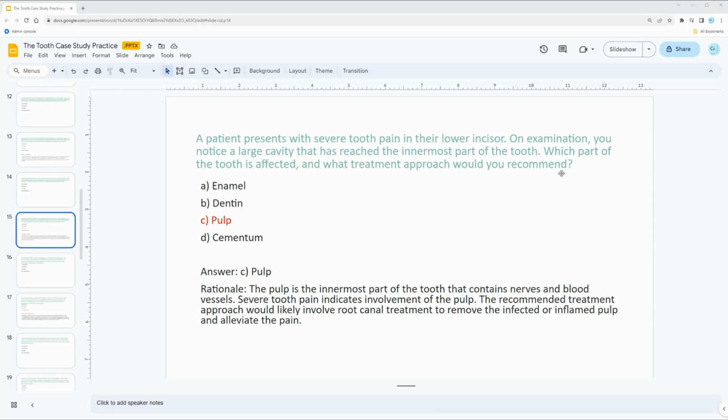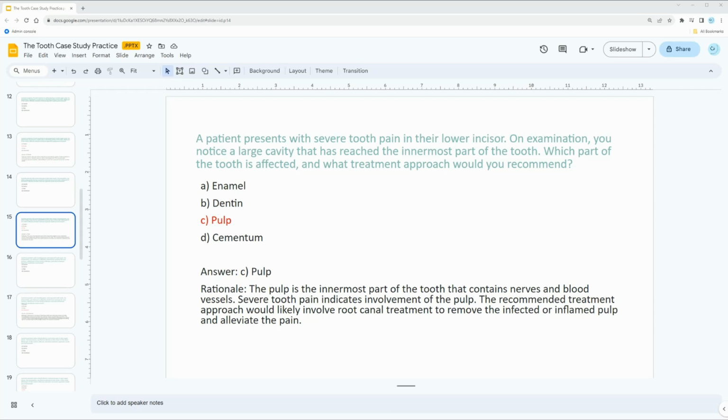Okay, so let's just go through it right now and I will explain it to you. So the pulp is the correct answer, okay? Because we're looking at the lower incisor. There's a large cavity. Inside the tooth is going to be the pulp. Inside the tooth could also be the dentin if you think about it, right? So that would have been a possible correct answer as well. But the innermost, I would say, is kind of the key word here. What is inside everything? It's going to be the pulp, which is the nerve.